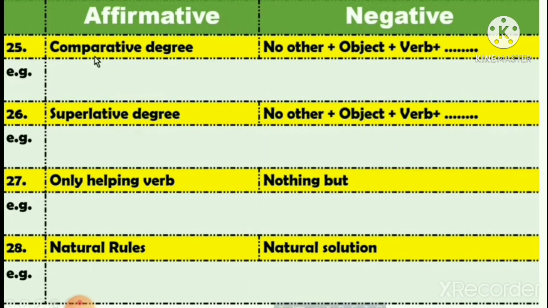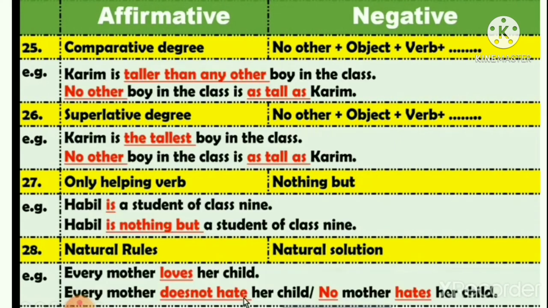Dear students, in comparative degree, their affirmative sentence must be comparative degree or superlative degree. So we can change negative into positive degree. No other plus object plus verb. And if there is only a helping verb, then we use nothing but. And natural rules, so we can change into natural solution. We see some examples.